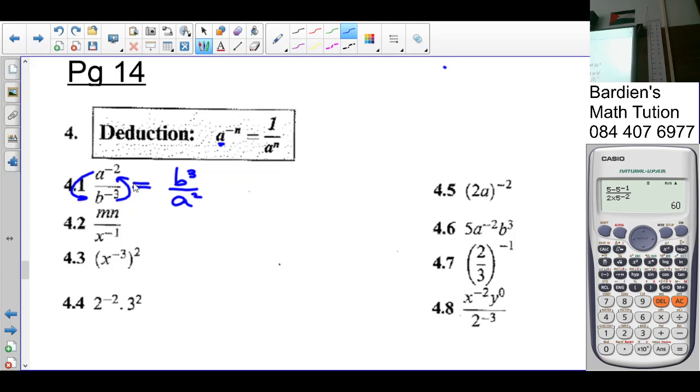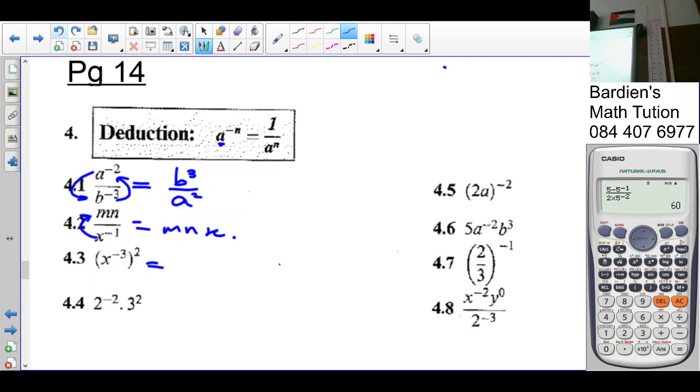Alright. The next one. Is the m and n coming down? No. Only that is going up. Why? Because only the denominator's exponent is negative. So that would simply be m n x over 1, which is m n x. You don't have to write that. You can just go straight into m n x. Okay. Okay, next.